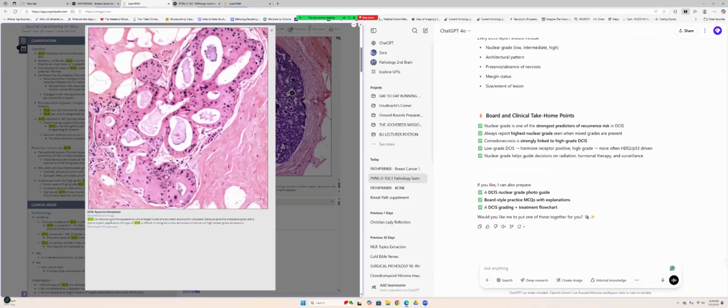Apocrine metaplasia. These cells can have an apocrine appearance with large nuclei and abundant eosinophilic cytoplasm.